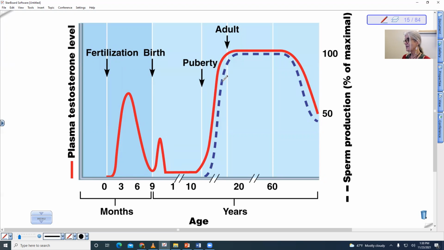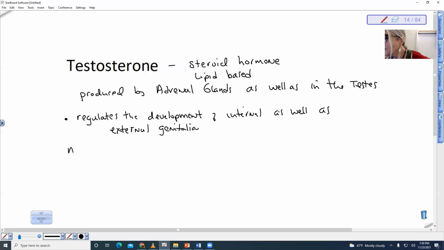So we can see some of the changes that are caused by testosterone being produced in people at puberty. At puberty, it causes enlargement of the larynx. We talked about that as the voice box. So the vocal cords, the Adam's apple, and this causes a deepening of the voice.